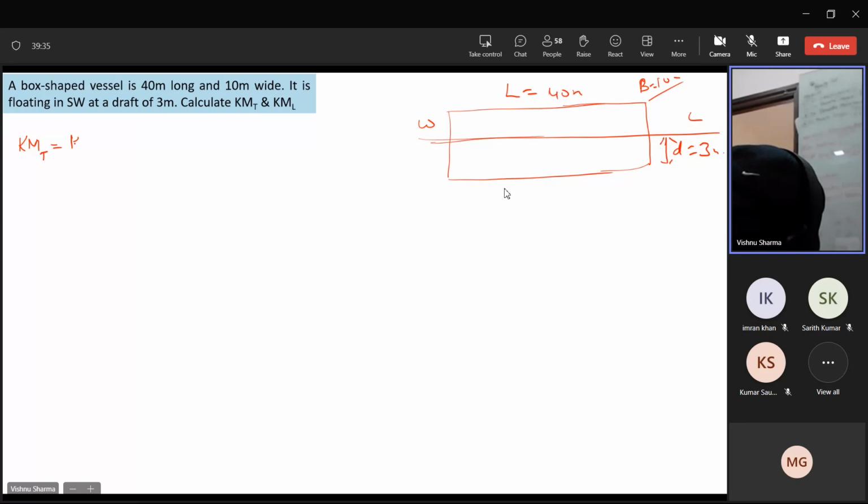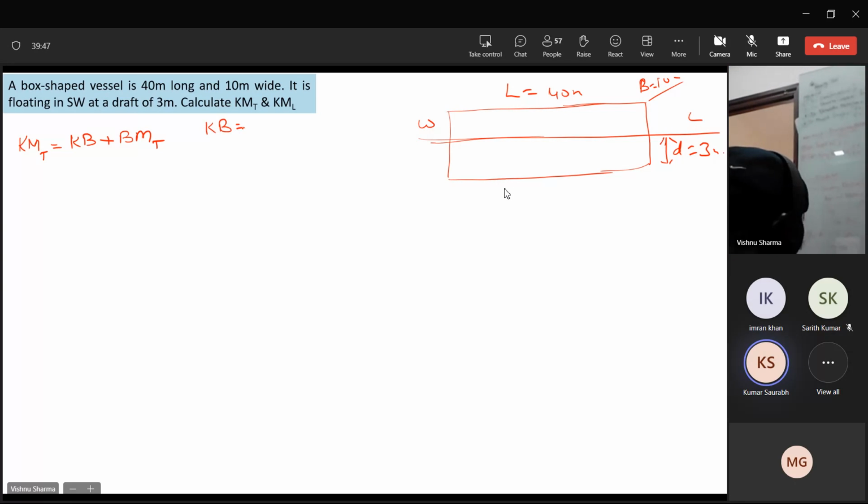KMT will be equal to KB plus BMT. I hope everybody agrees with it. Guys, for this box-shaped vessel, what will be the value of KB? Half the draft, 1.5 meters. So 3 by 2, 1.5 meters. Okay, very good.